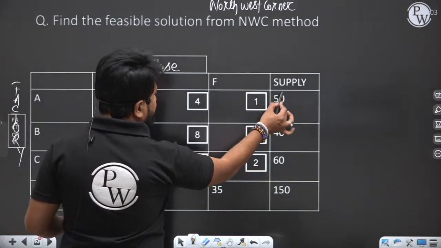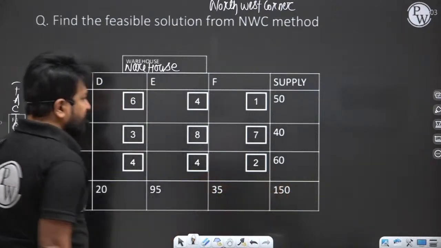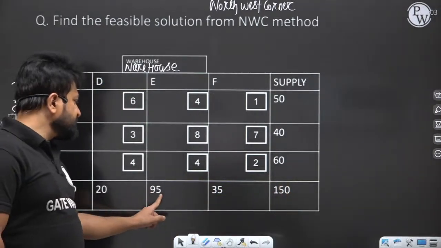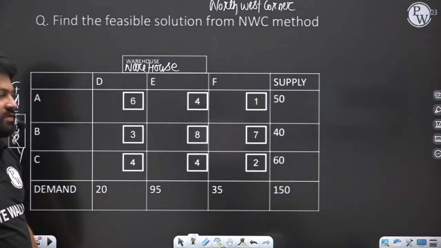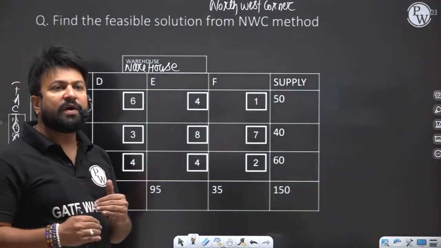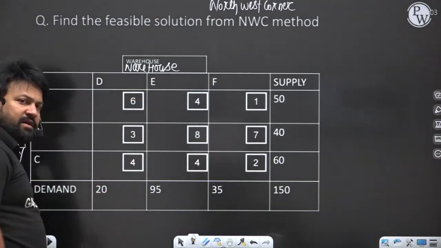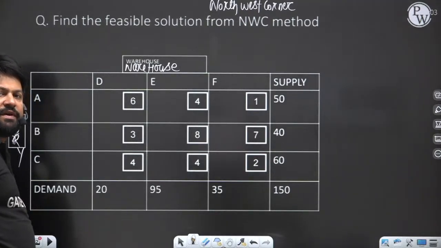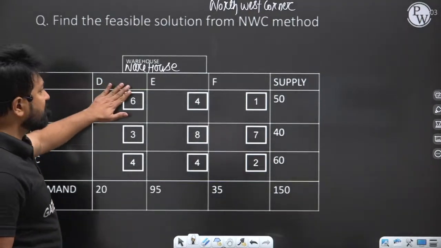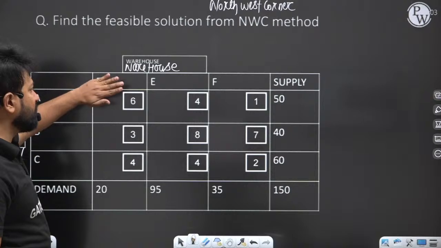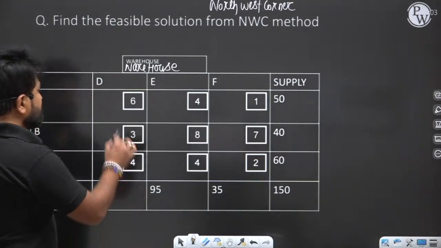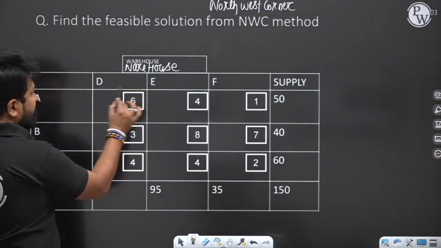Now my dear, the supply 50 plus 40 plus 60, that is 150. Demand, that is 20 plus 95 plus 35 is equal to your 150. So here you have seen that supply equals demand. Now we have to apply the northwest corner method. So what we do here? Now select the northwest unallocated cell. So this is our northwest unallocated cell.